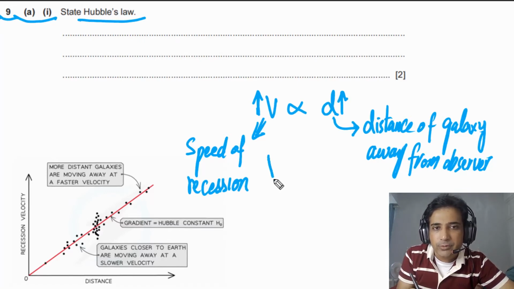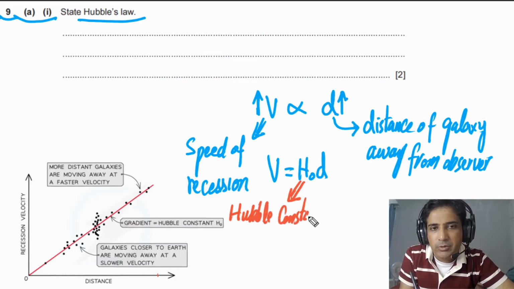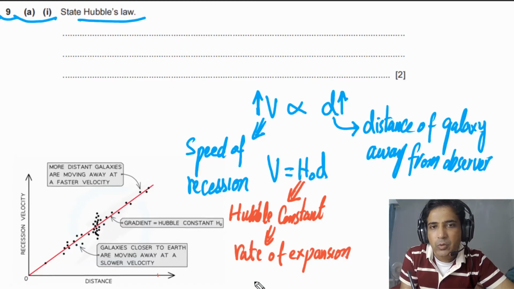We can also write this in equation form. We can write v is equal to H naught times d. Let's try to understand what H naught is. H naught is a constant, and this is called Hubble's constant, or simply Hubble constant. We can also call this the rate of expansion of the universe. So simply you can write down rate of expansion of the universe.